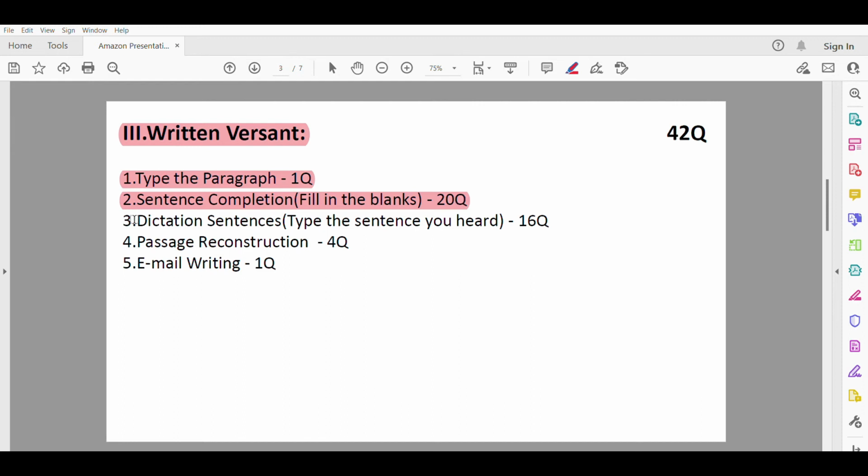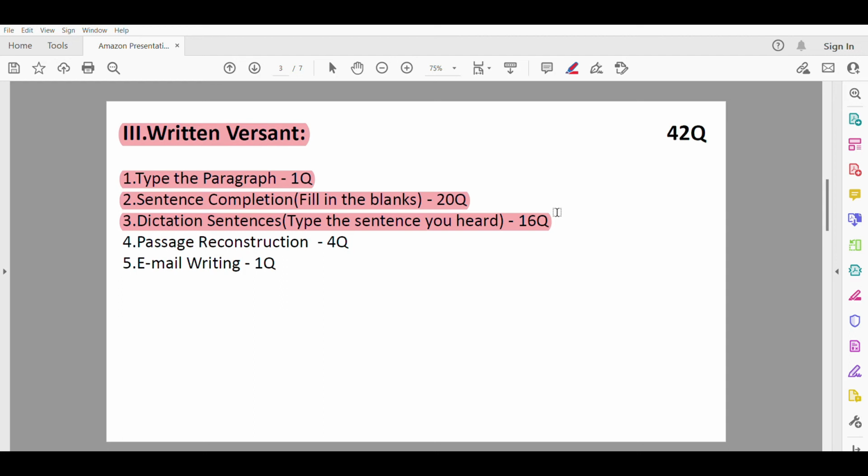And third is dictation sentences. The dictation sentence is nothing but you will hear one sentence, and you have to retype the sentence on your keyboard. Okay, the difference from the voice version is that in the voice version you hear a sentence and you have to speak the sentence, but in the written version you also hear a sentence but you have to write it. The main difference between the voice and written versions is that in voice we have to speak the answer, but in written we have to type the answer, right? Dictation sentences will consist of a total of 16 questions. Here also use good earphones so you get good audio input, and you have to type the answer very accurately.